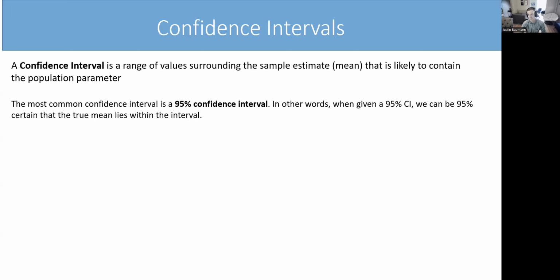which basically translates to this. When we look at a 95% confidence interval, we can be 95% certain that the true mean lies within those two bars. That's really powerful. That's very literally the statistical test that we're trying to run.